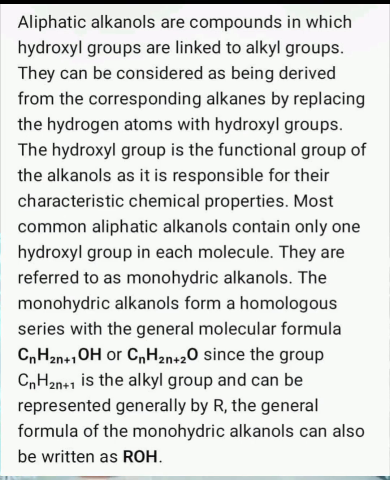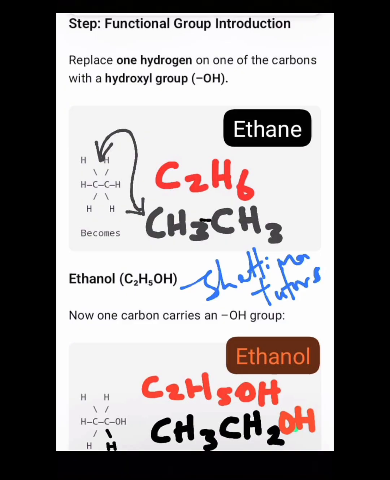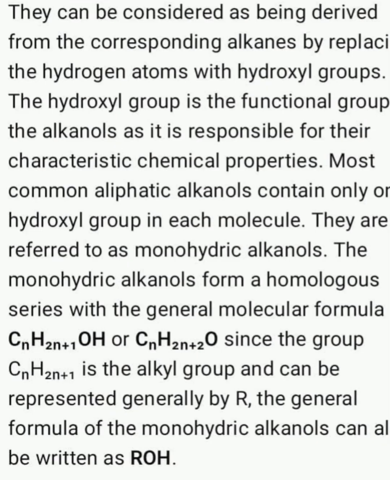And ethane is C2H6. So instead of writing 6 hydrogen atoms, remove 1 hydrogen atom and make it C2H5, and then replace that 1 hydrogen atom you removed by an OH group. It's characterized by the formula CnH2n+1 and then your OH.